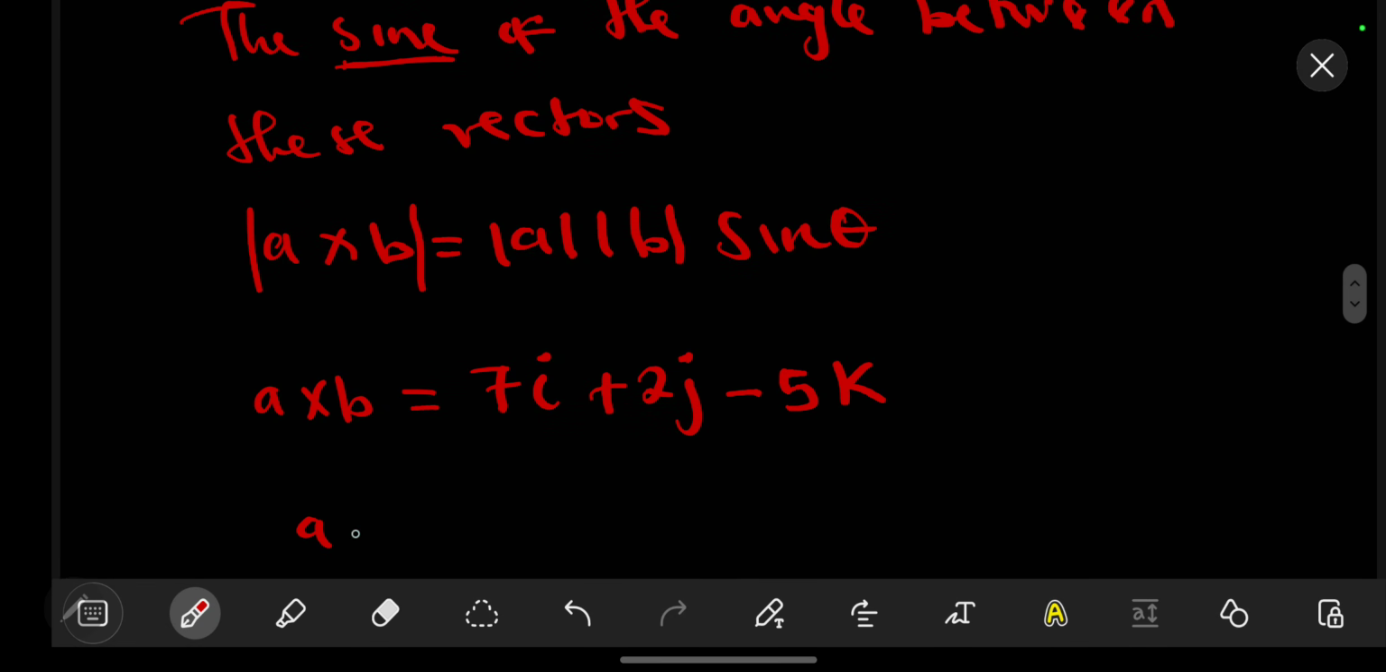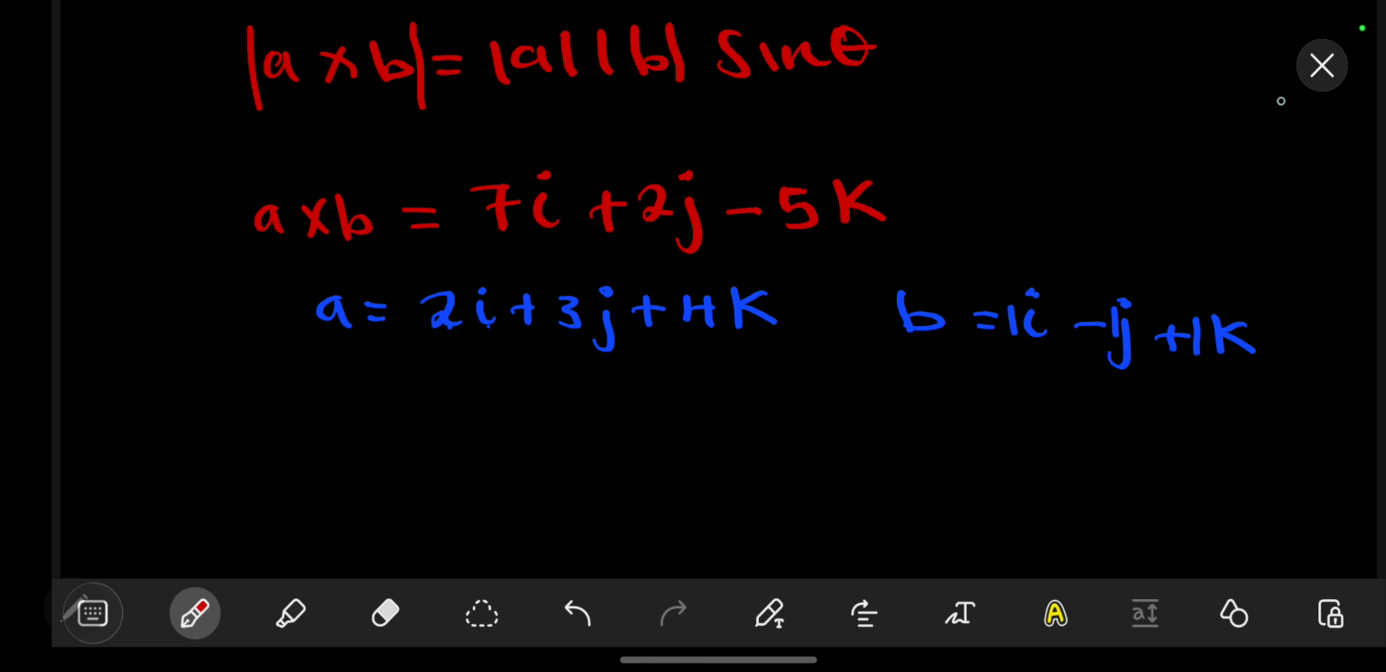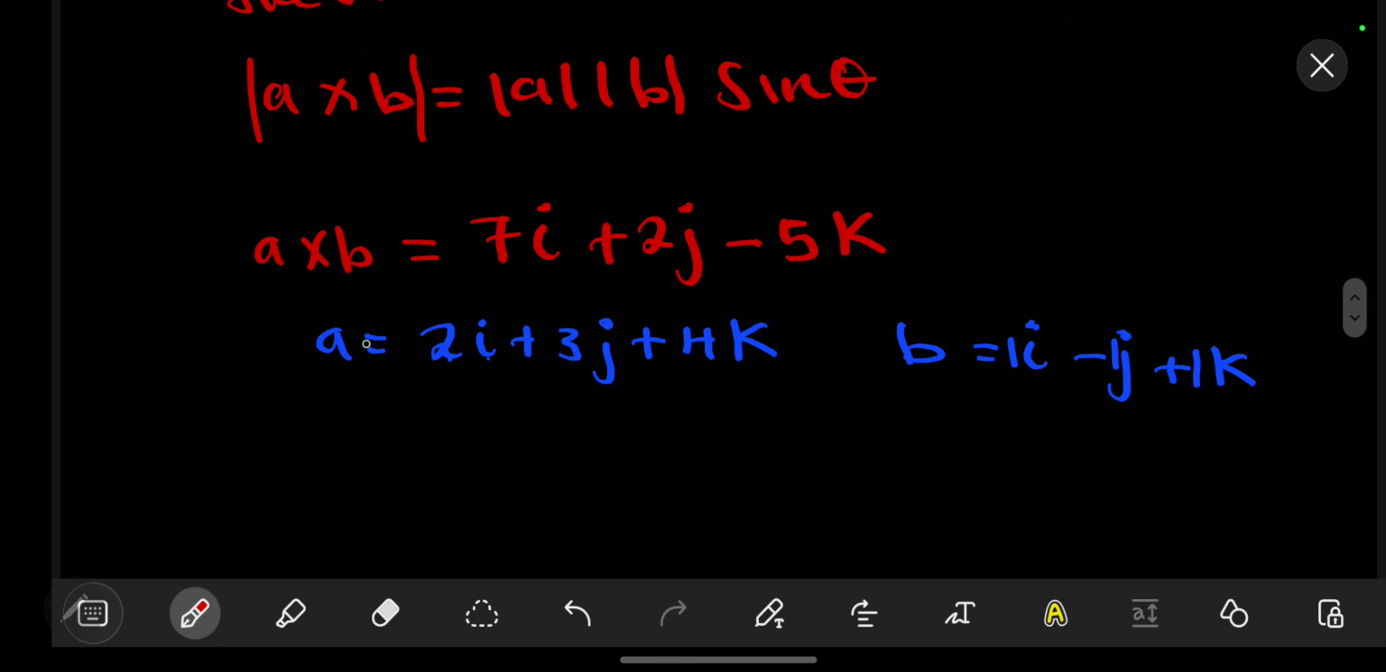Then our A, we know that our A is equal to, so this is our A and this one is our B. So what we are going to do is, in order for us to find the value of this, we can say, first let's find the magnitude. So this means magnitude, meaning size.